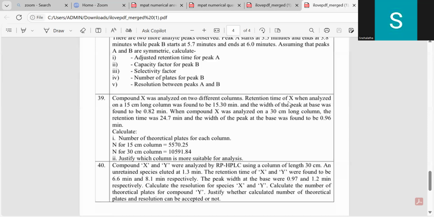And when the same analyte is analyzed on a 30 centimeter long column, the retention time was 24.7 minutes and the width of the peak is 0.96 minutes. So calculate the number of theoretical plates for each column. Justify which column is more suitable for analysis.